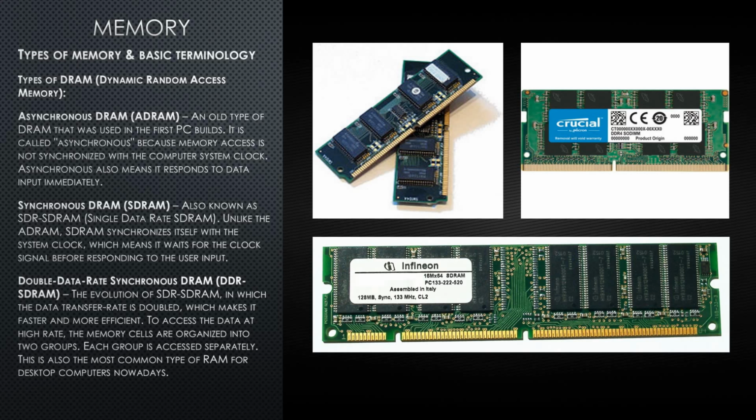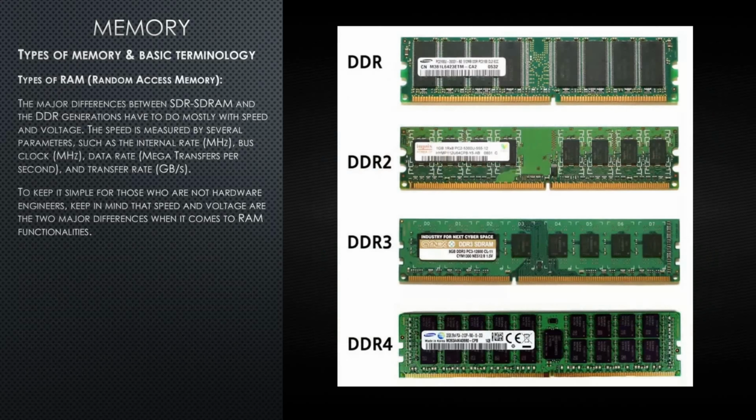Each group is accessed separately. This is also the most common type of RAM for desktop computers nowadays. Now, if you have ever purchased a separate memory card, you might have seen the label DDR. And there are some major differences between SDR-SDRAM and the DDR generations, and they have to do mostly with speed and voltage.